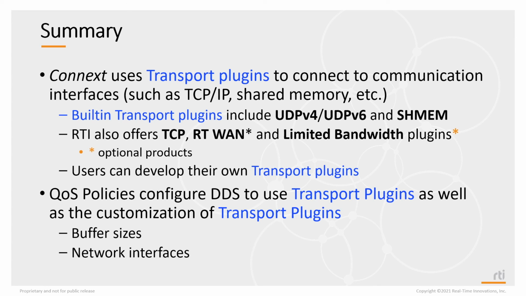And then QoS policies are used to configure these transport plugins, as well as configure DDS how to use them or which ones to use. Buffer sizes, network interfaces, which topics go over which transports, and so on and so forth.